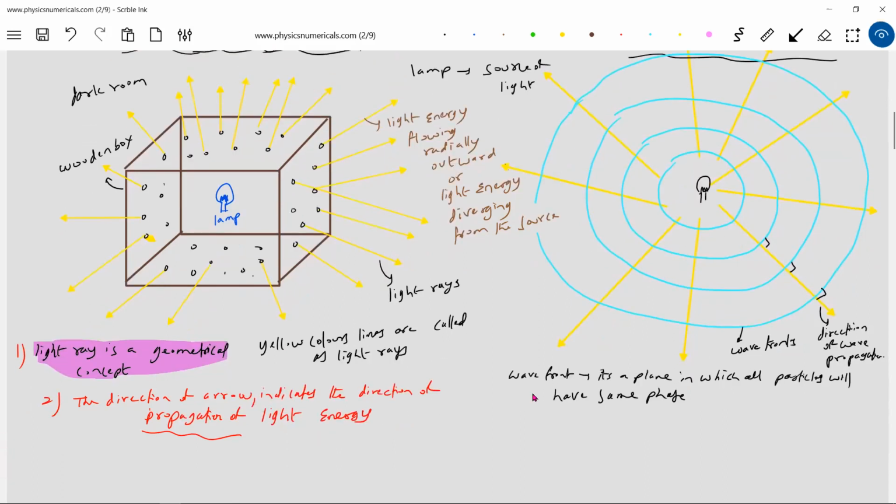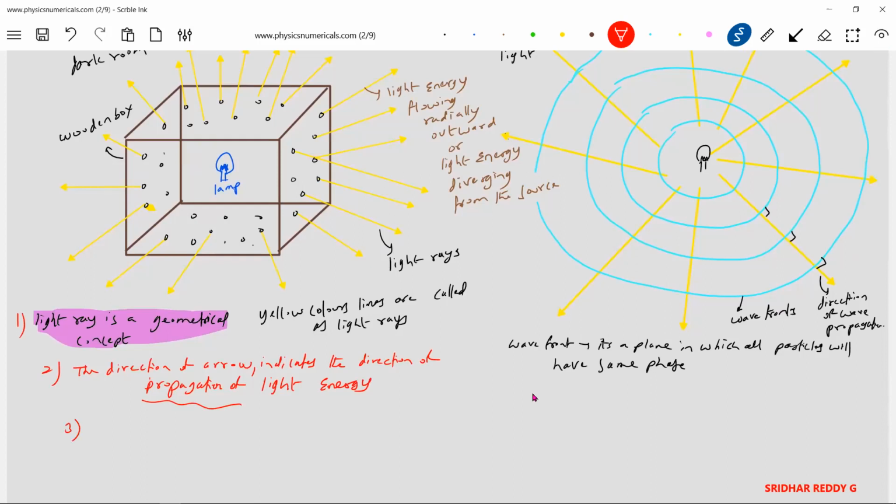So what we can conclude here is that ray optics is an approximate method for solving numericals. It's approximated, not exact. And moreover, the light will propagate in a straight line. These are some of the properties.